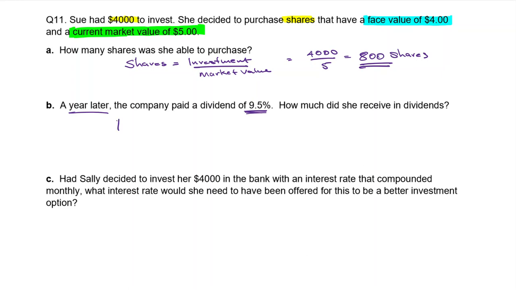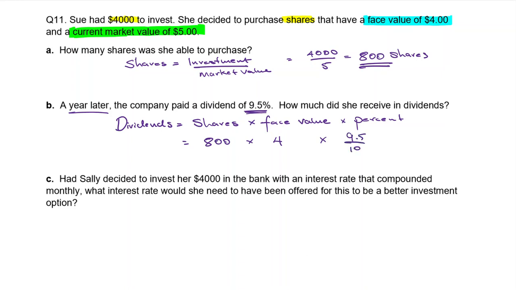So to calculate the dividends, so the money you'd get in that year, is the shares you bought, which is 800, times the face value, which is what the company is valued at, times the percentage dividend, which is 9.5. So we've got 800 shares multiplied by the face value of $4 times 9.5, but remember to divide that by 100. And so if you do that, you should get $304.